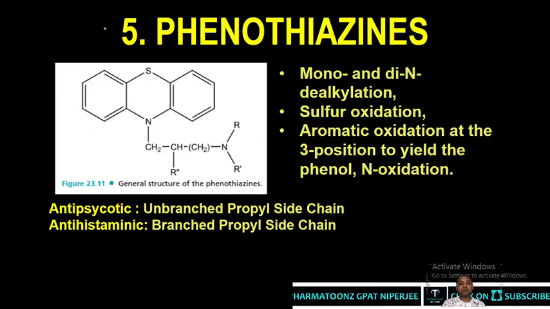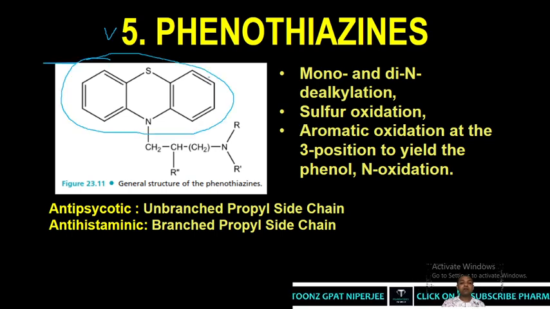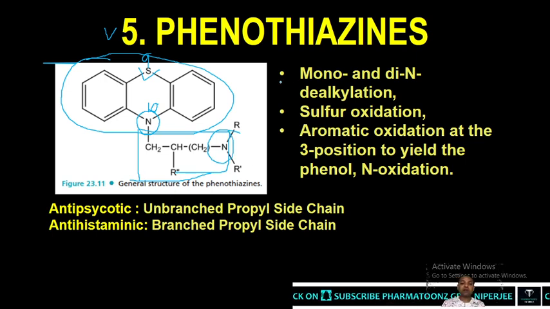Next class is phenothiazine. This is the structure of phenothiazine, where the 9 and 10 positions are heteroatoms. On the 9th position there is a sulfur, on the 10th position there is a nitrogen. And with the nitrogen, a branched carbon chain with a tertiary amine group is attached. And these are all metabolism routes, mono as well as di-dealkylations.